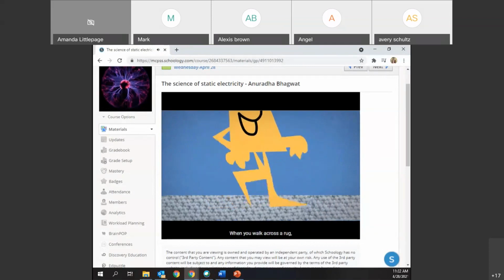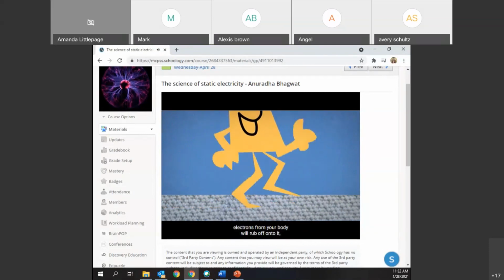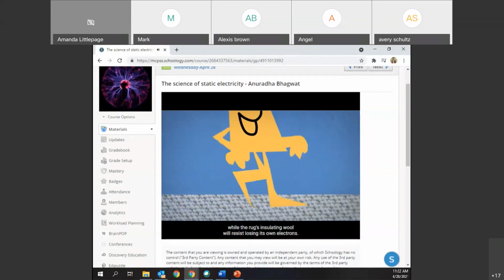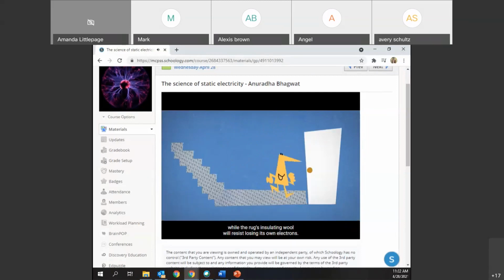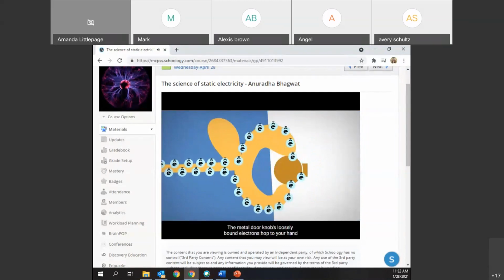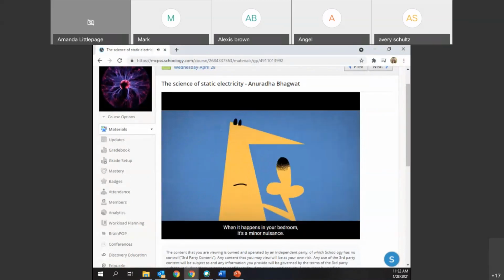When you walk across a rug, electrons from your body will rub off onto it, while the rug's insulating wool will resist losing its own electrons. Although your body and the rug together are still electrically neutral, there is now a charge polarization between the two. And when you reach to touch the doorknob, zap! The metal doorknob's loosely bound electrons pop to your hand to replace the electrons your body has lost. When it happens in your bedroom, it's a minor nuisance.